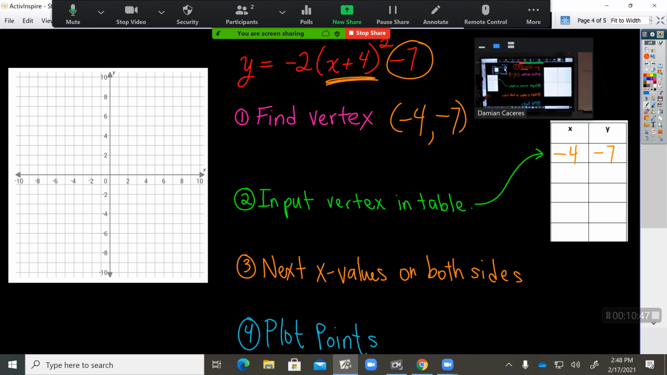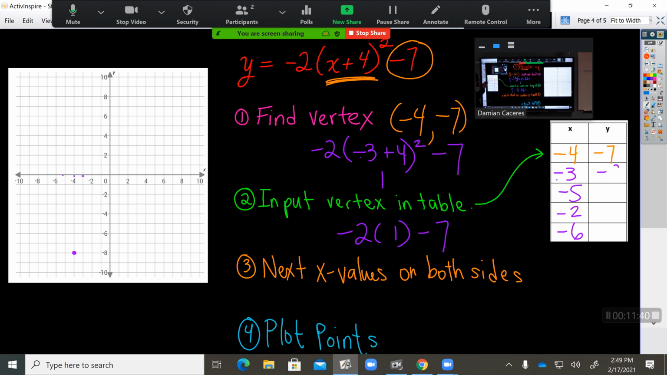Now, I have to put the x values that should go here. What numbers? -4, -7. What number is right next to -4 on both sides? -3 and -5. And now what numbers are next to those? -2 and -6. Now we know the numbers to plug in. Let's plug it into the equation. Over here you have -2 parentheses, -3 plus 4, you're plugging in the number, squared minus 7. Now you can do what's in the parentheses first, then the exponent. -3 plus 4 is +1, and 1 to the second power is +1. So we have -2 times 1 minus 7, which gives you -9.